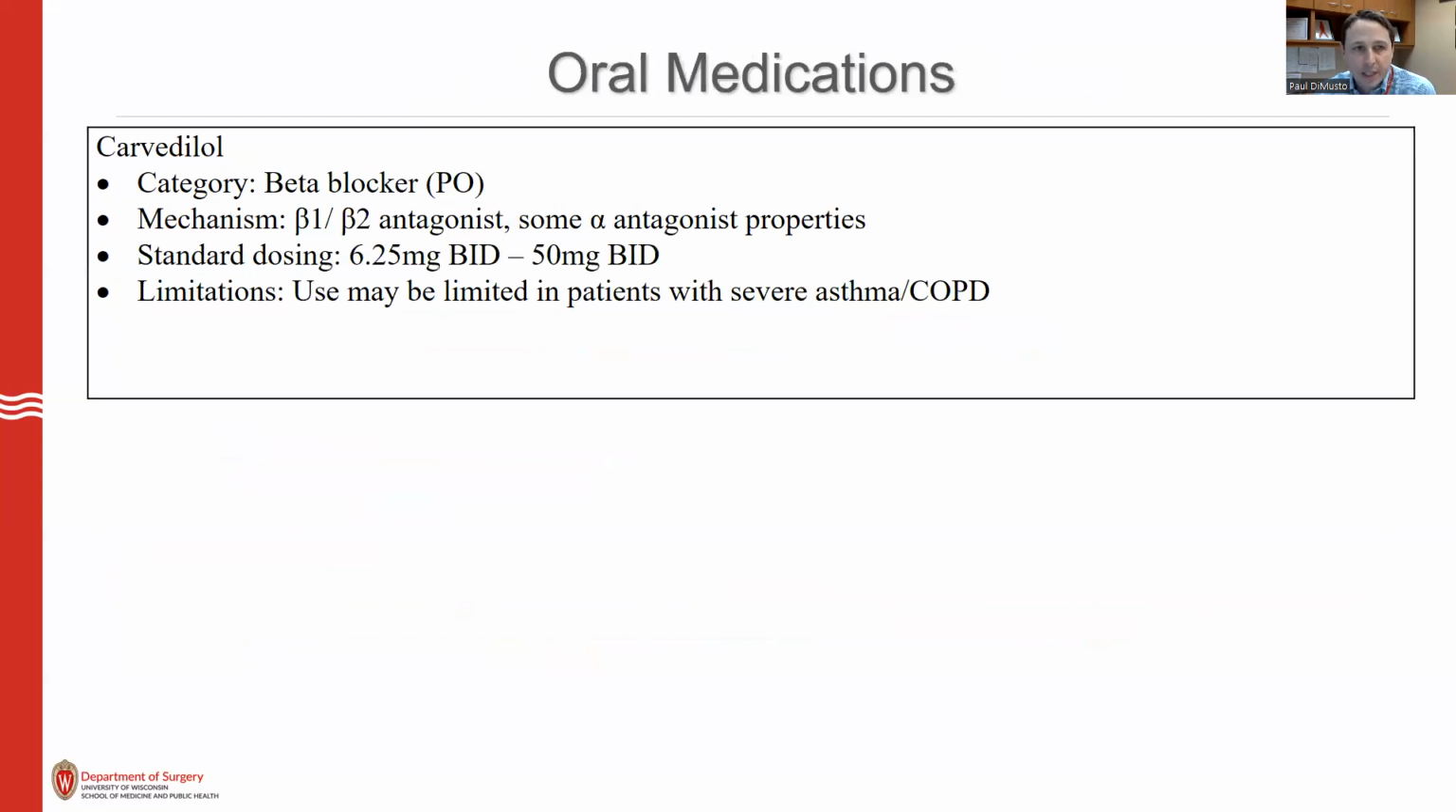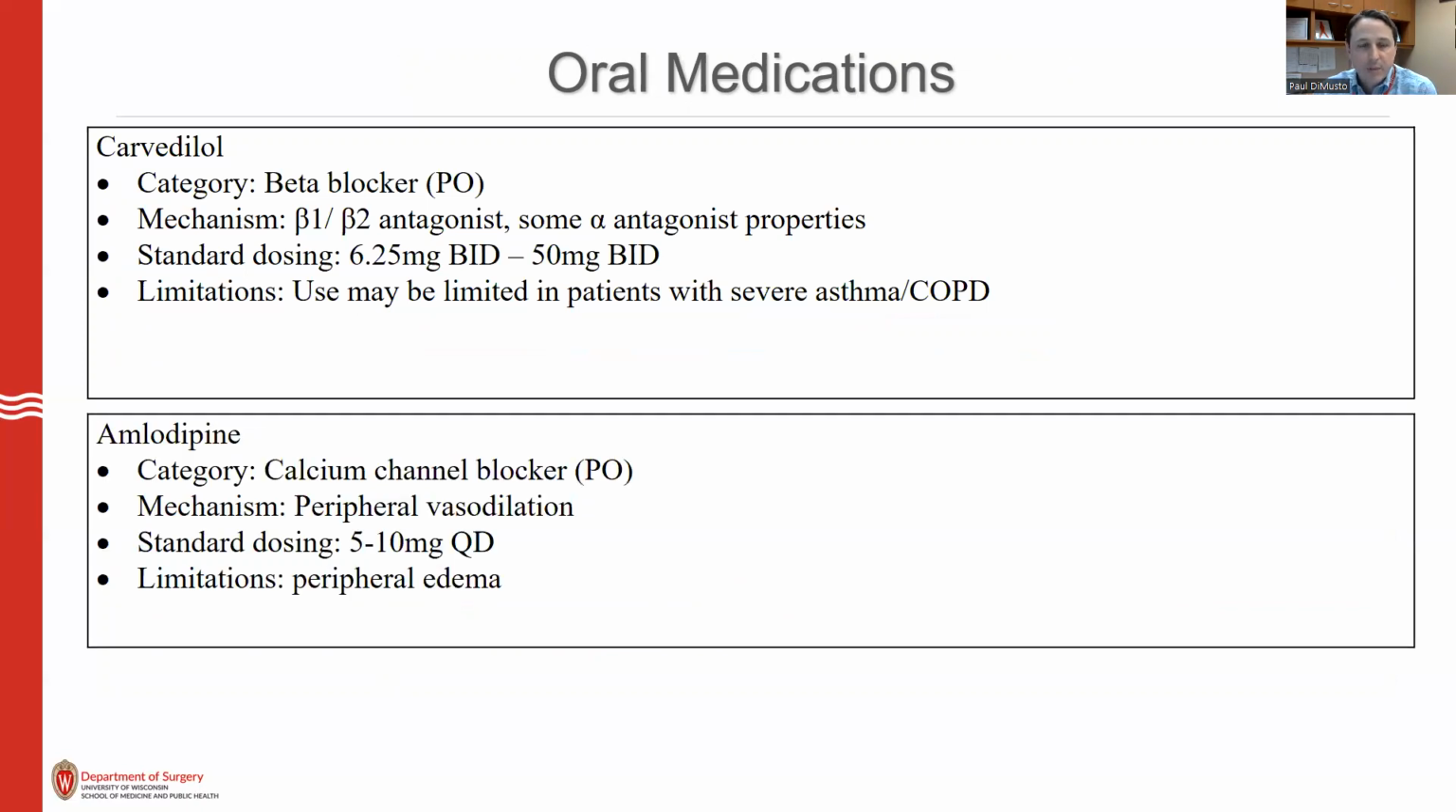In terms of oral medications, carvedilol is the standard when it comes to beta blockade, as it has both beta 1 and 2 antagonism and also some alpha antagonistic properties. This, again, just like any beta blocker, can be limited in patients with severe asthma or COPD, and this is a BID drug that has a wide therapeutic range. Amlodipine is a calcium channel blocker that we use most frequently. This causes peripheral vasodilation and is a daily dose. The one limitation of this can be some patients developing peripheral edema.